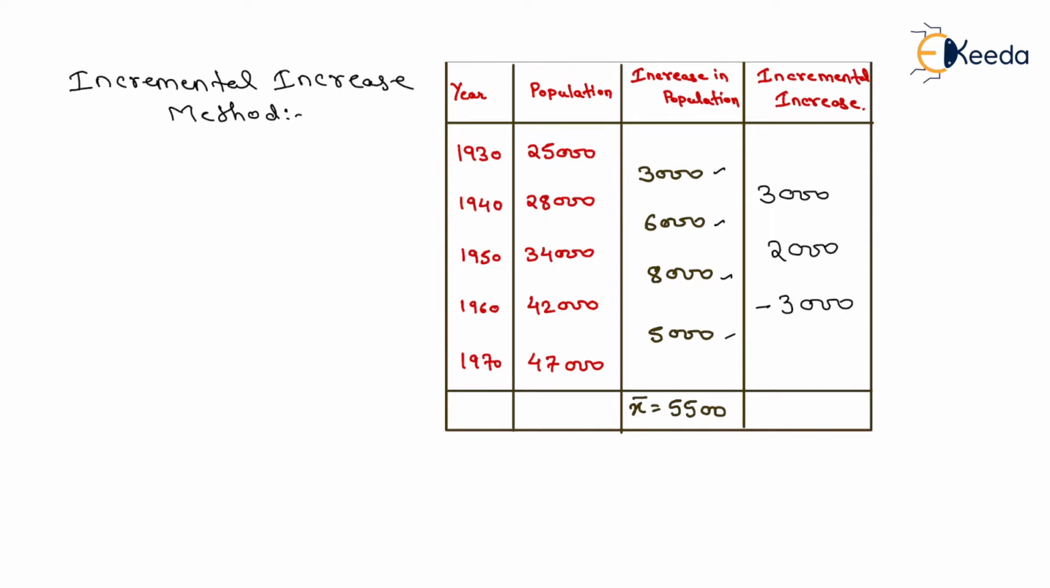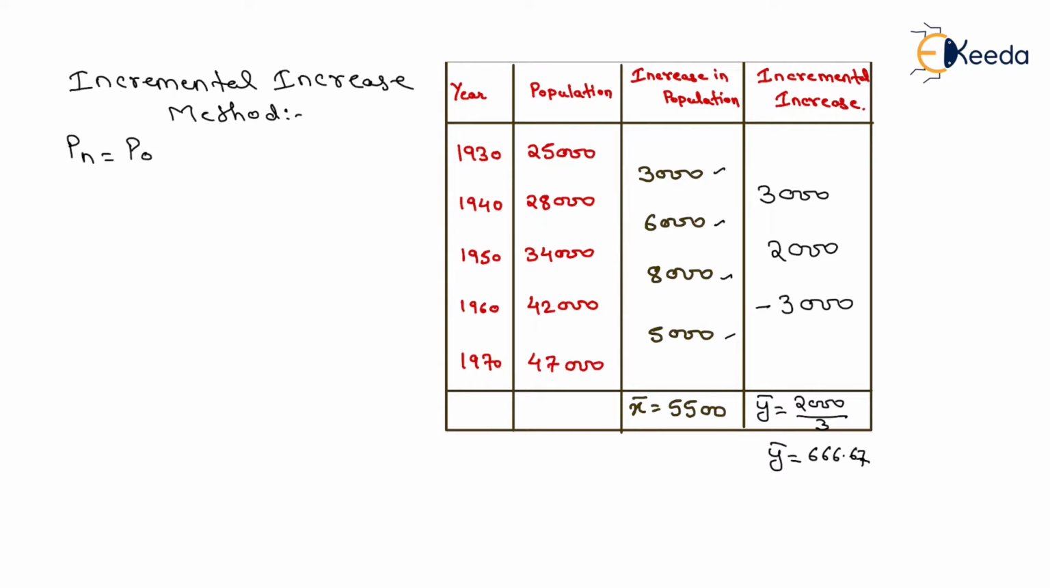So we will calculate the value of y bar from here. If we do the algebraic sum of all these values, we will get the value of 2000 here, and this 2000 will come in 3 decades. So what will be the value of y bar? It will be equal to 666.67. That is the value of y bar. Clear? Now according to the incremental increase formula, what will be the formula of Pn?